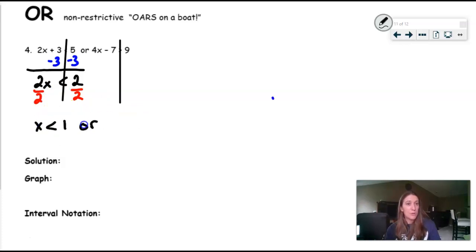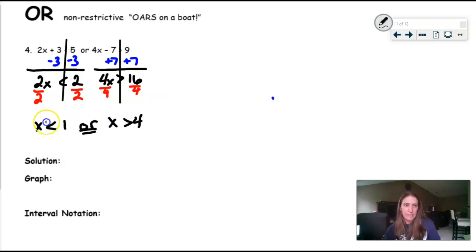I'm going to write down the word or in the middle here because that is part of my solution. All right, I'm going to do the same sort of solving on the other problem, but it has a totally different problem, so it's going to look a lot different. I'm going to add 7. Does that say greater? Guess we'll find out. All right, 4x is greater than 16. So dividing both sides by 4, we have x is greater than 4.